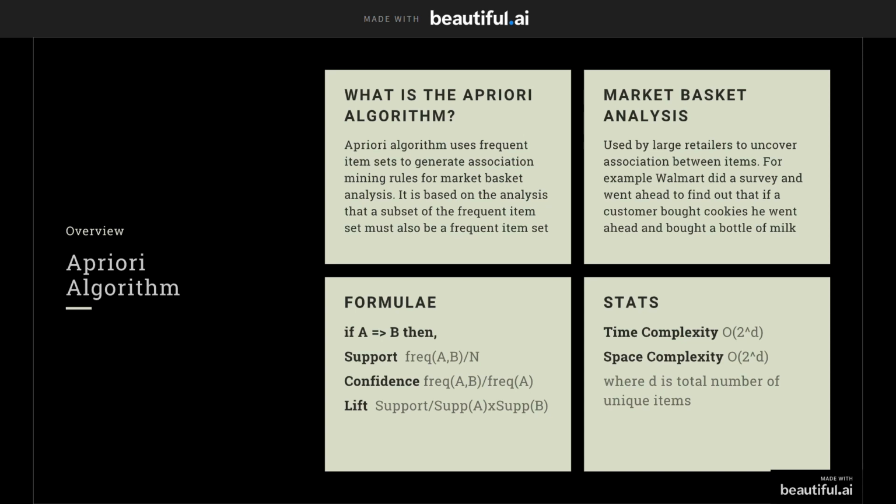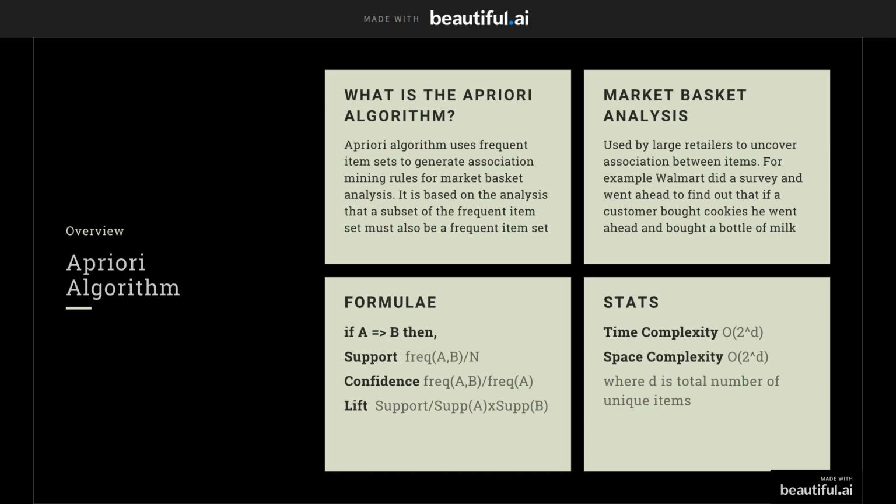So next formula is the confidence, which refers to the possibility that the customers bought both the products, which is defined as the frequency of AB divided by the frequency of A. Lastly, we have the lift, which refers to the increase in the ratio of sales, which is given by the support divided by the support of A into the support of B.